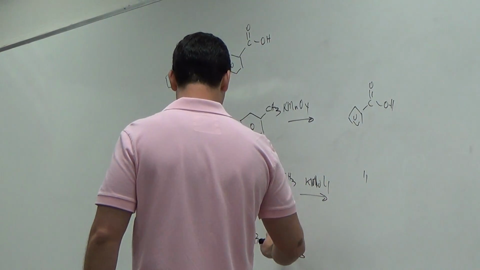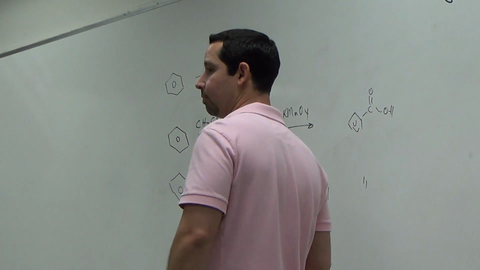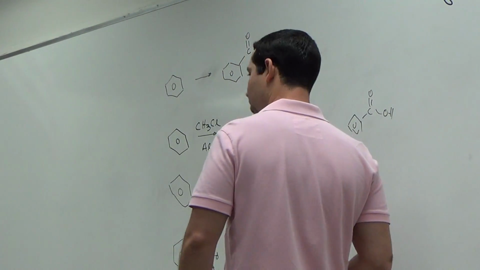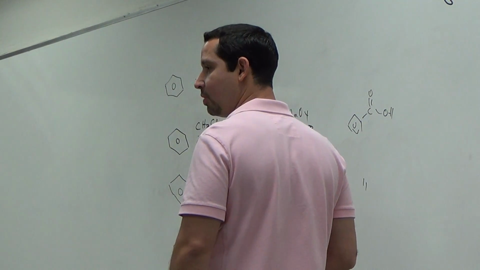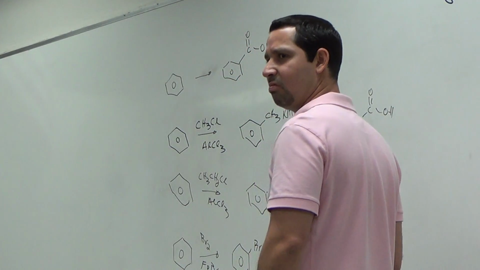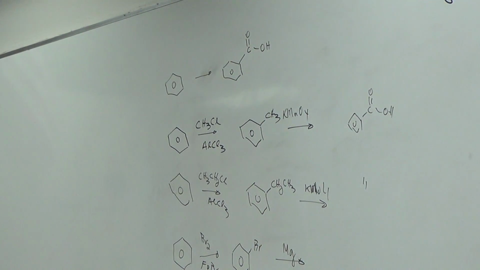What do I add to make the Grignard? Mg. CH3MgBr. CH3MgBr. What? CH3MgBr. Yeah.